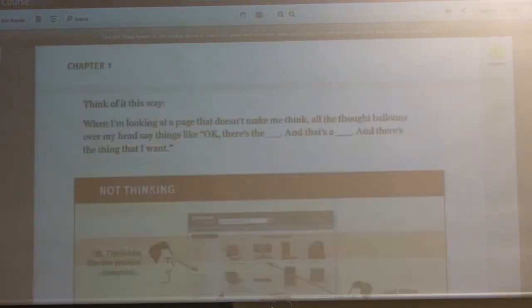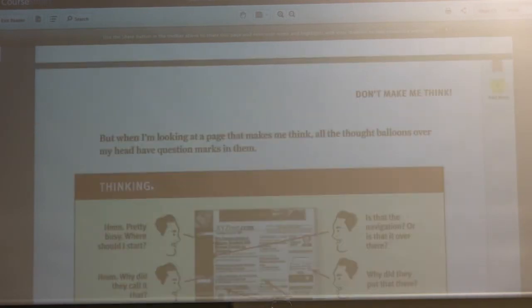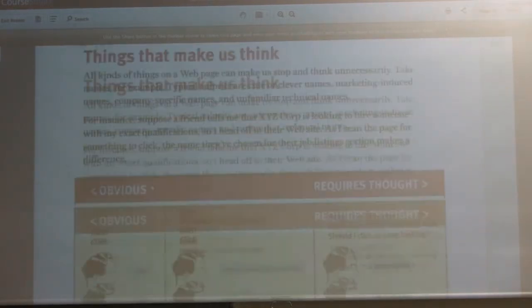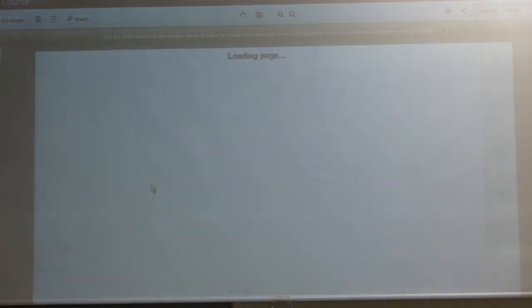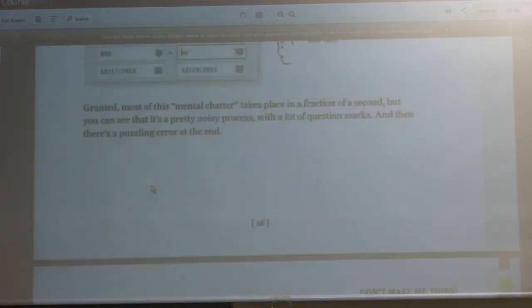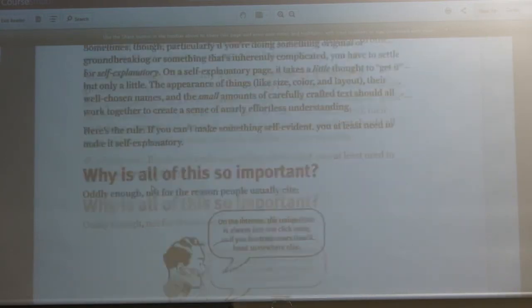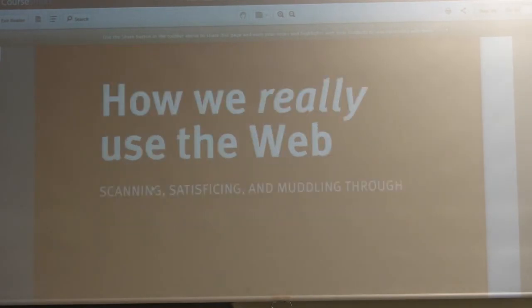Okay, so the first law of usability, which is the whole first chapter, is don't make me think. And this comes back down to your points of label things well and be clear. And it went through things that make me think, and how we really use the web. And this, to me, everybody picked up scanning.